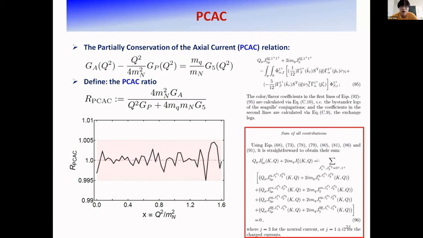So we claim that in our work, we prove the PCAC relation numerically and analytically. And I should point out that in our construction, we didn't implement the PCAC anywhere. What we implement is just the axial vector Ward-Takahashi identity. We find that if we implement the Ward-Takahashi identity, it leads to the PCAC relation automatically.